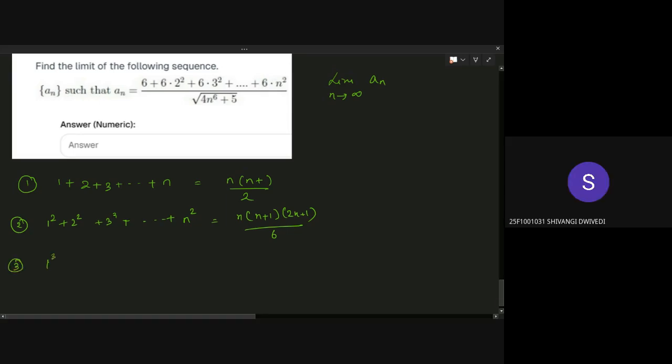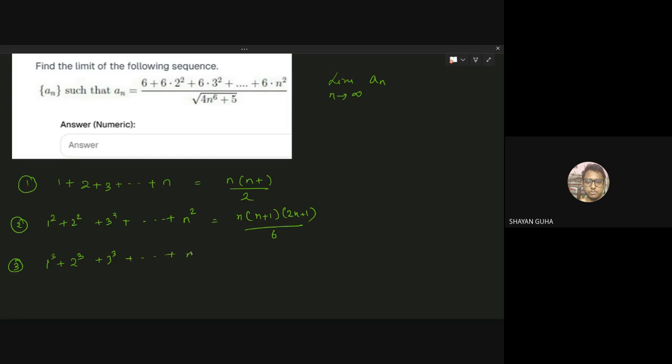The third is 1 cube plus 2 cube plus 3 cube up to n cube. This sum will give you n into n plus 1 divided by 2, whole square. So these are three. I would say it's better to remember these series. It comes handy during calculation.